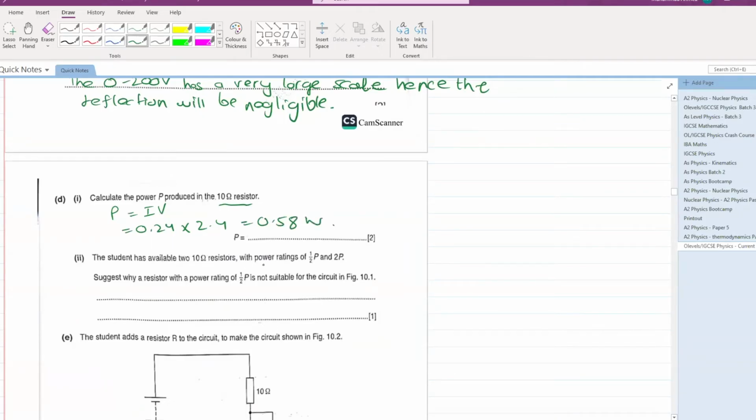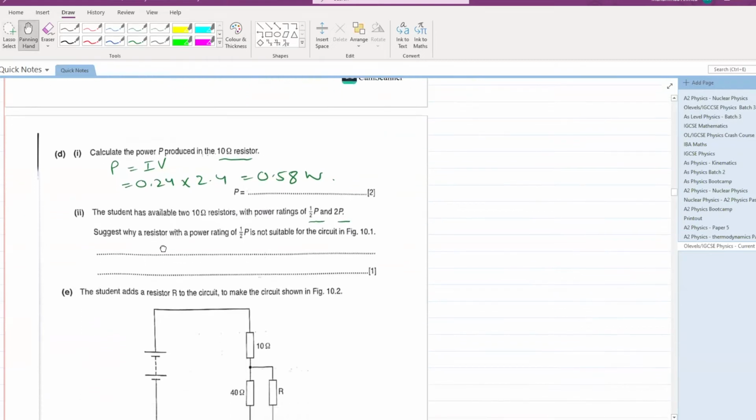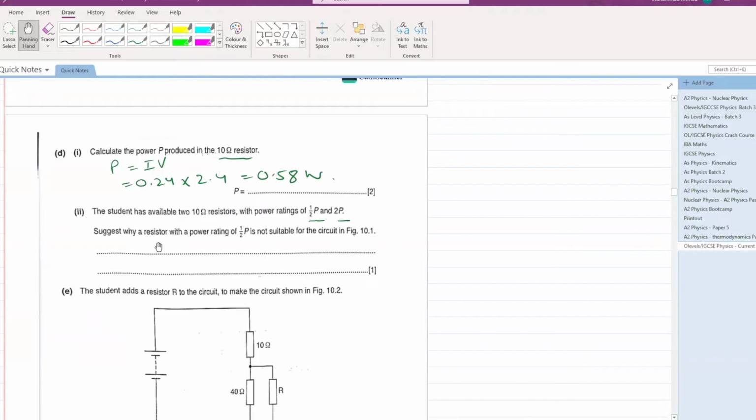The student has available two 10 ohm resistors with power ratings of 1 upon 2 P and 2 P. Suggest why a resistor with a power rating of 1 upon 2 P is not suitable for the circuit in figure 10.1. Because it will heat up and will eventually blow off, disturbing the circuit. You can write that as well.